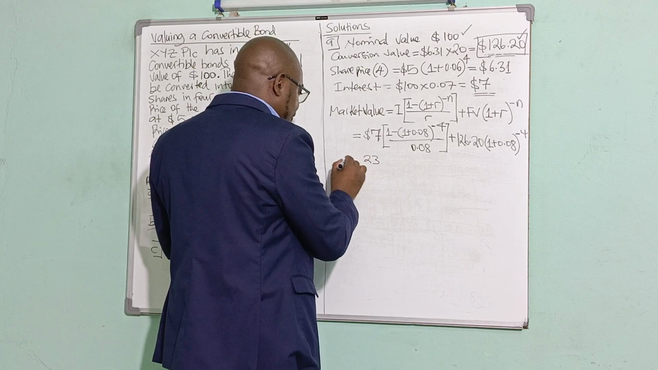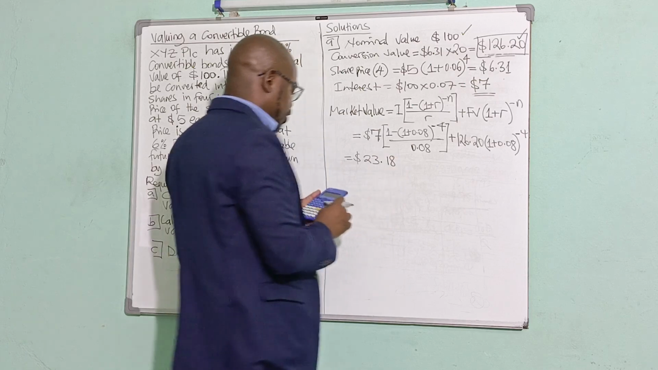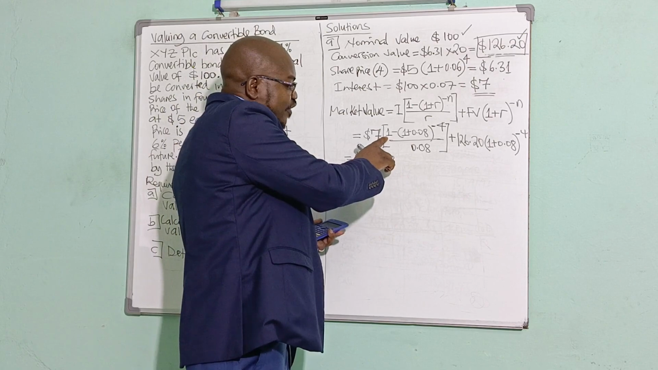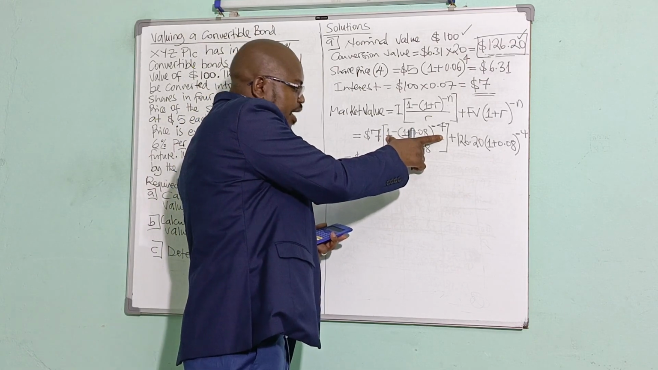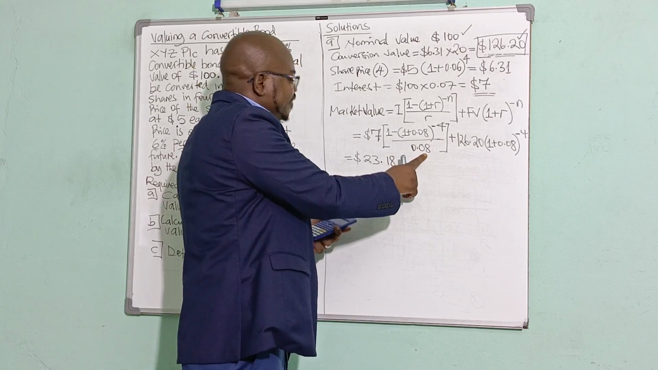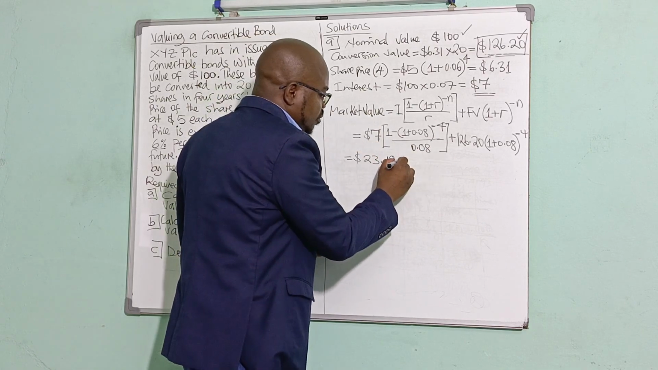But I'm being careful. 23.18. I'm being careful. I've done it in stages. I did the first part, the top part alone, and then say equal to. Then I divided by that answer, and after dividing, I multiply by 7. So I'm done this side. I'm focusing on the other side.